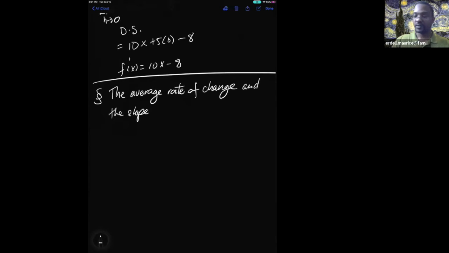I'm going to get started on, and that is called the average rate of change. Rate of change and the slope of the secant line.